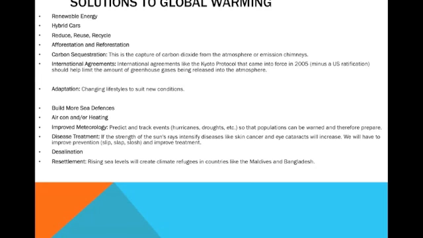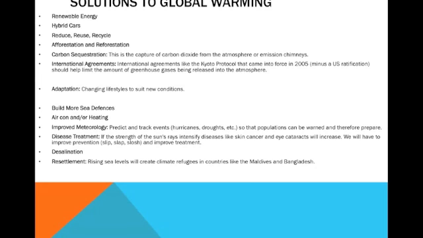Also, international agreements. International agreements like the Kyoto Protocol that came into force in 2005 should help limit the amount of greenhouse gases being released into the atmosphere. Also, adaptation. This is when you change lifestyle to suit new conditions. But this isn't really a solution, it's more of a mitigation. Firstly, you could build more sea defenses so that in case of rising sea levels, you can still live normally.